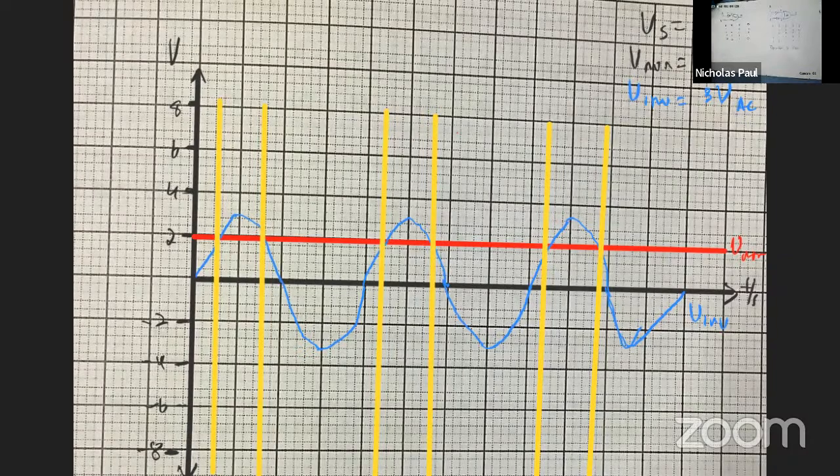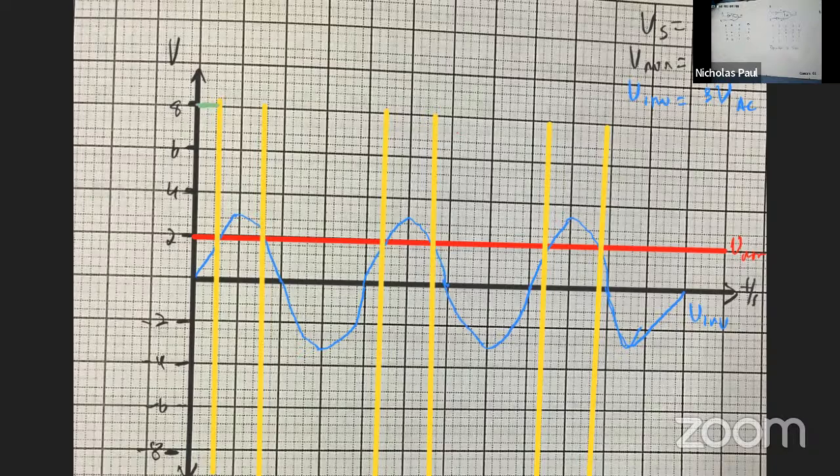So if the red is more than the blue, will it saturate high or low? Check and see. If the non-inverting, which is the red, is more than the inverting, will the value be positive 8 or negative 8? Positive 8. Online, you remember that? Nice. So it will be positive 8 here. So I'm drawing a line to show positive 8.